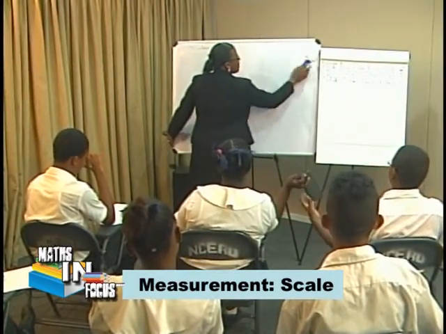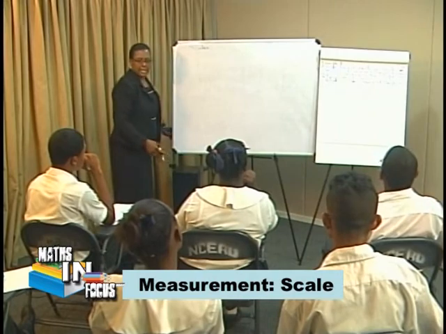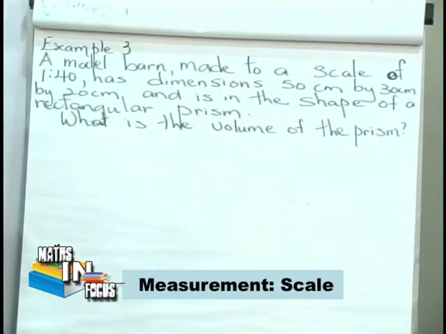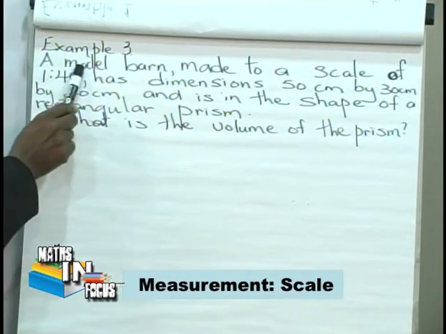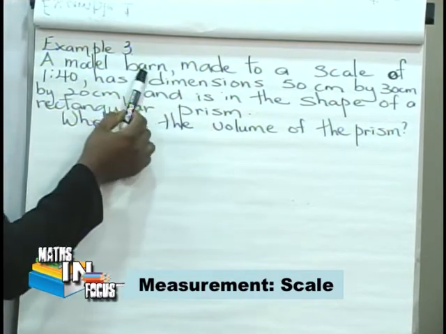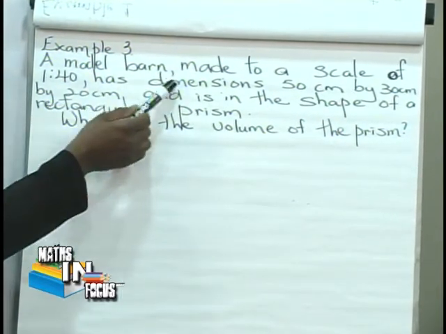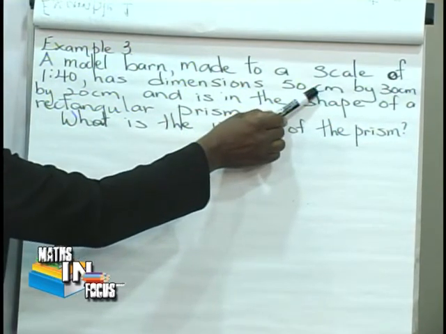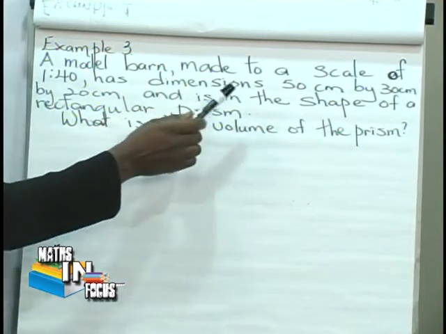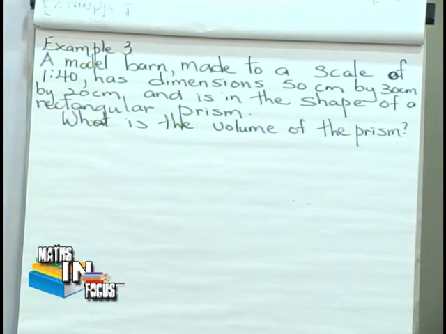Now, this farmer wanted a little scale for his barn. And this barn took the shape of a rectangular prism. Let's go. A model barn made to a scale of 1 to 40 has dimensions 50 cm by 30 cm by 20 cm and is in the shape of a rectangular prism. What is the volume of the prism?